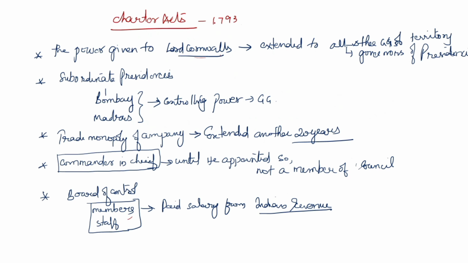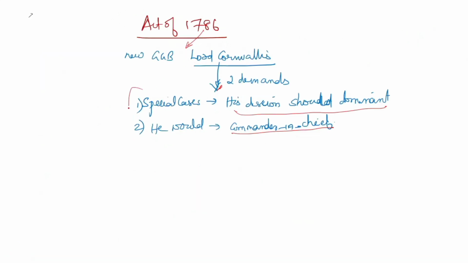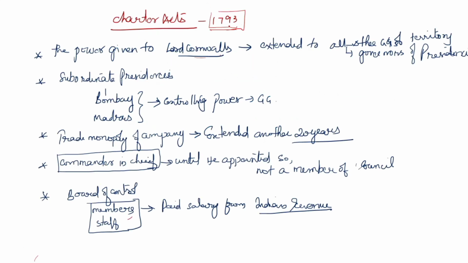The next act is the Charter Act. Here starts the series of Charter Acts. So, Charter Act 1793. What happened in Charter Act 1793? In the previous act, the two demands of Lord Cornwallis were approved. In Charter Act 1793, the power given to Lord Cornwallis was extended to other Governor Generals of the territory and governors of other presidencies.